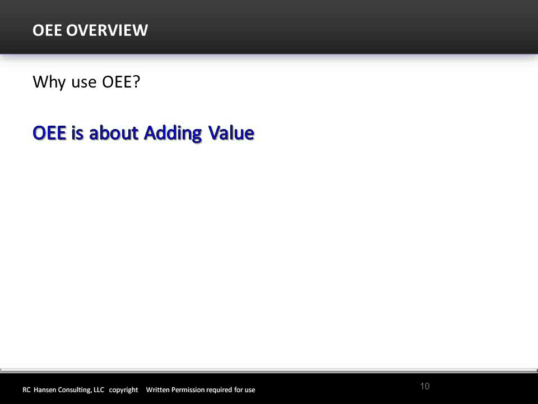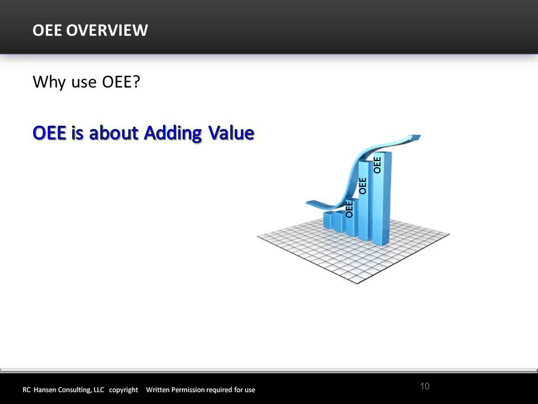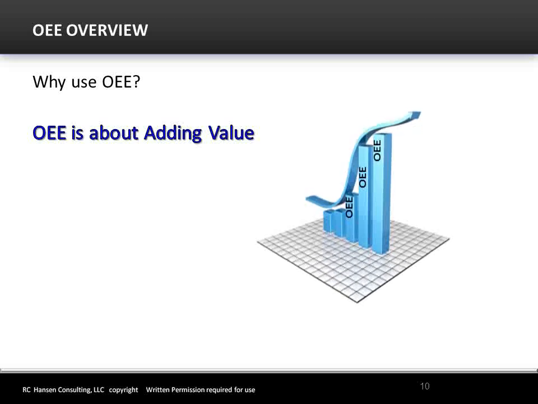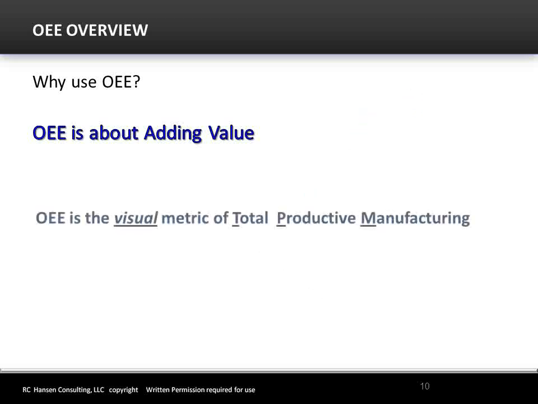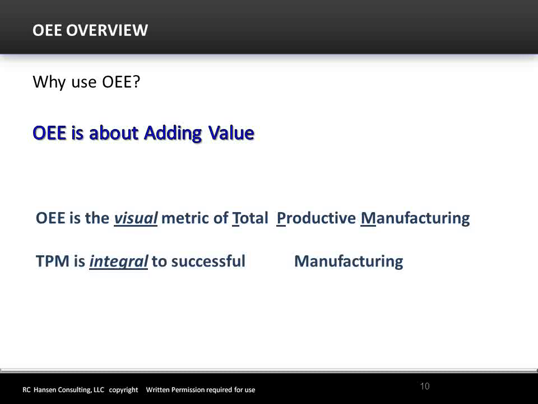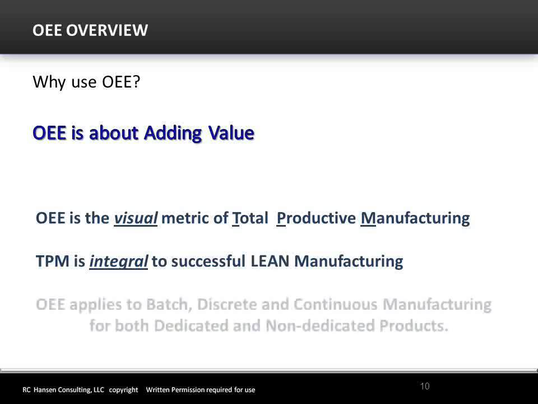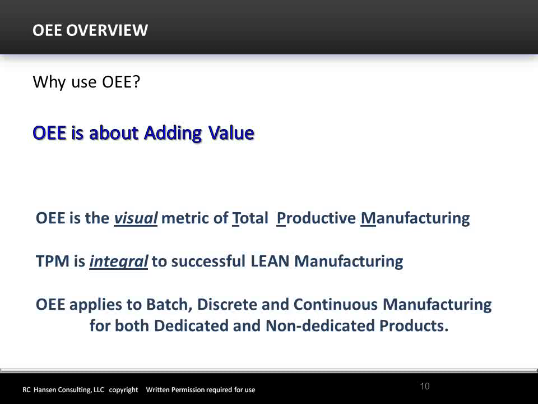OEE is about adding value. In fact, OEE should only be counted for value-adding actions. Done well, all OEE parameters would increase, including higher quality rates. OEE is the visual metric of total productive manufacturing. TPM is integral to successful manufacturing. In fact, it's integral to lean manufacturing. OEE applies to batch, discrete, and continuous manufacturing for both dedicated and non-dedicated products.